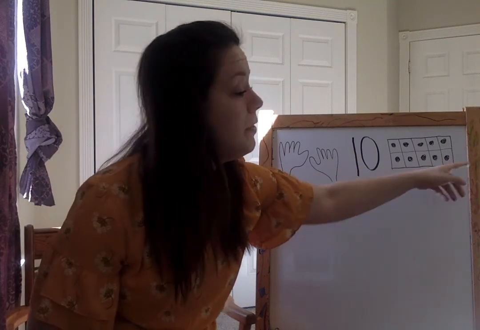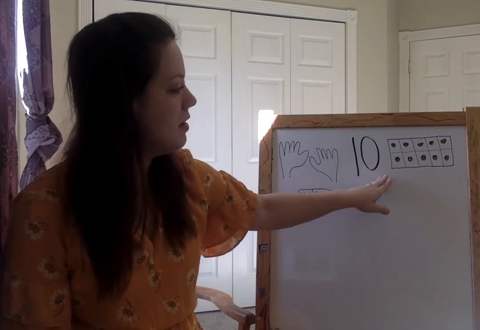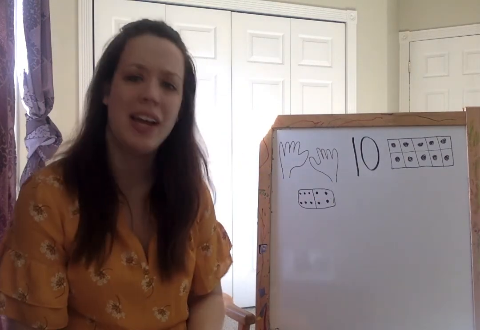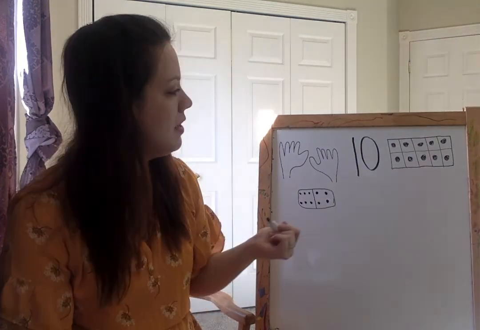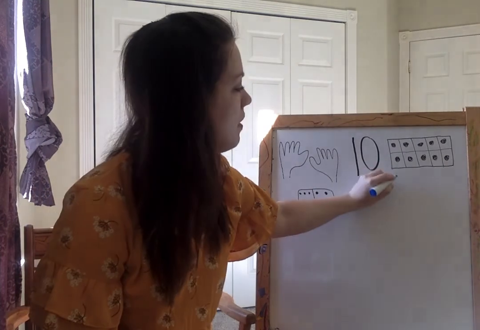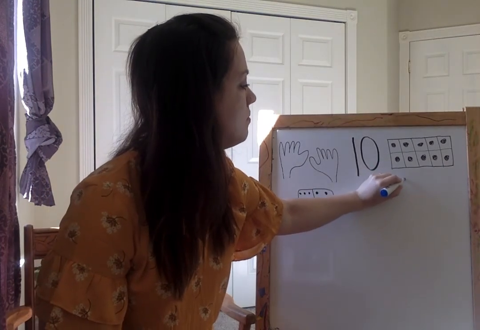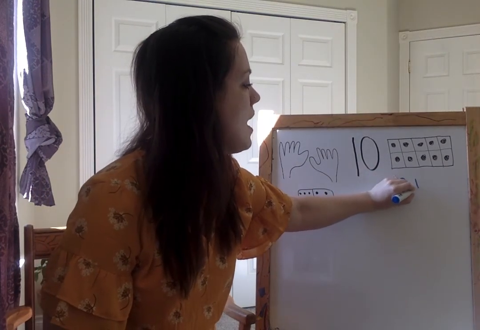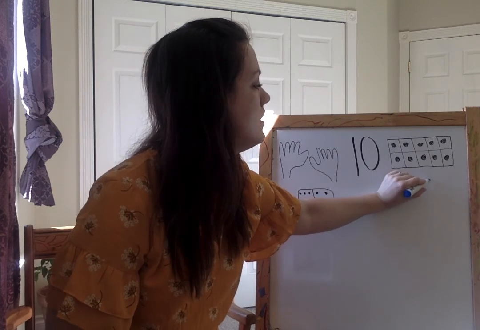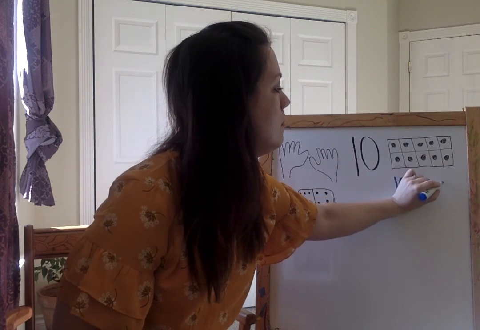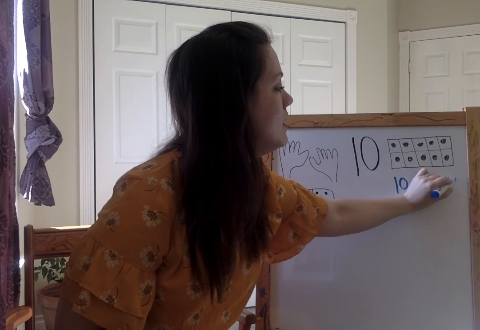If you said 0, that's correct. There are already 10 dots. We don't need any more to make 10. Let me show you how that would look. 10 and 0 make 10.